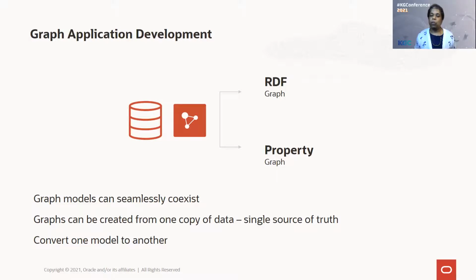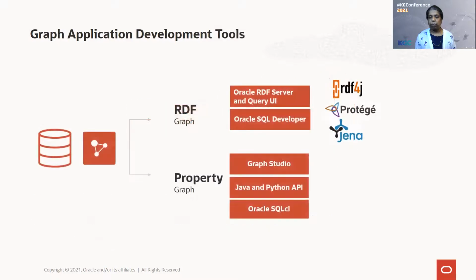There can be a single source of truth. You can create an RDF graph or a property graph from this single copy of the data. And data can be combined, and the graph models can be converted from one to another. You can create an RDF view of a property graph and a property graph view of an RDF graph. So it's very easy to work with both graph models and move from one to the other.